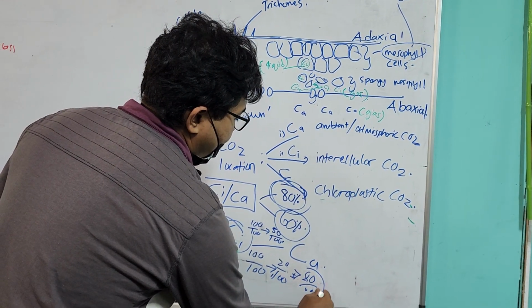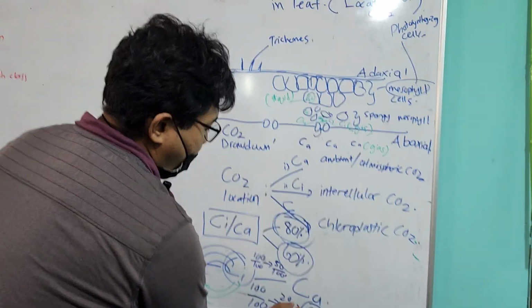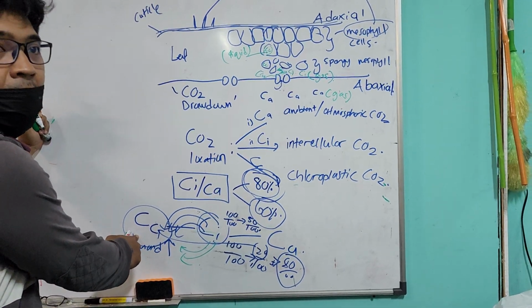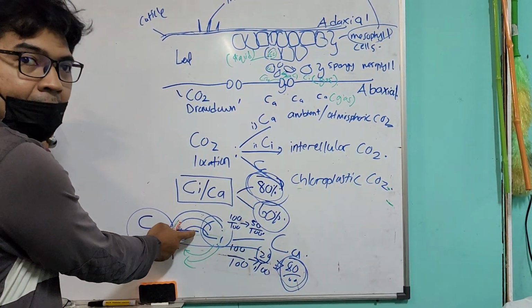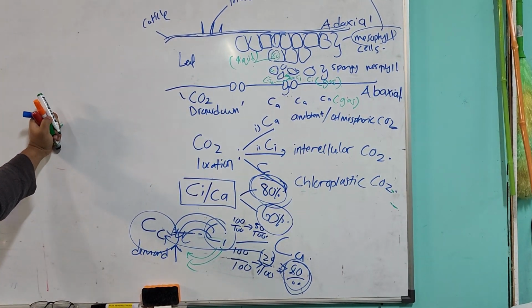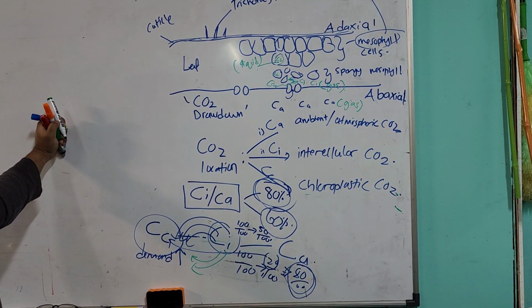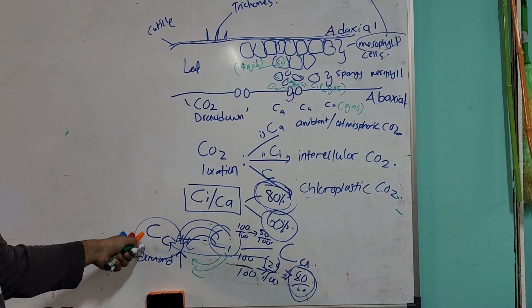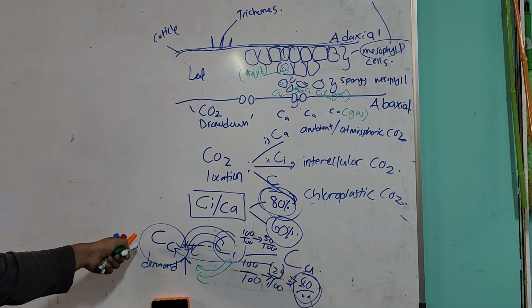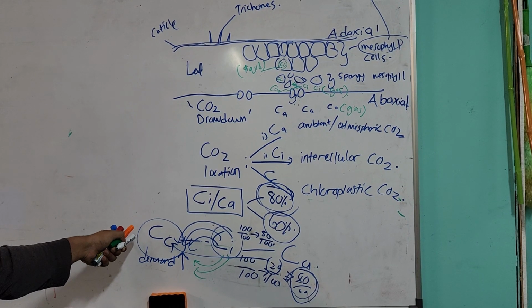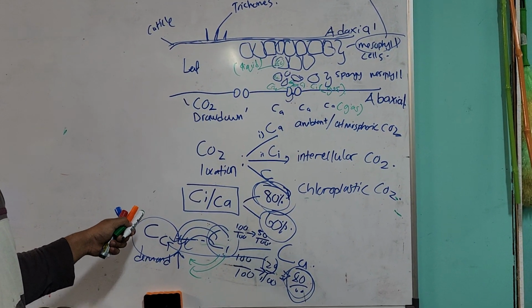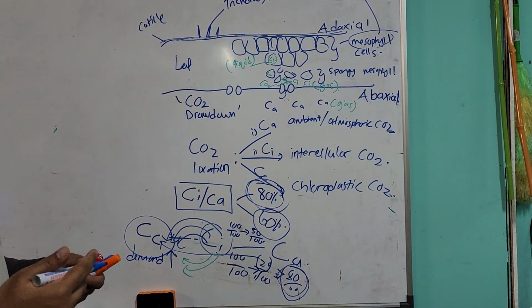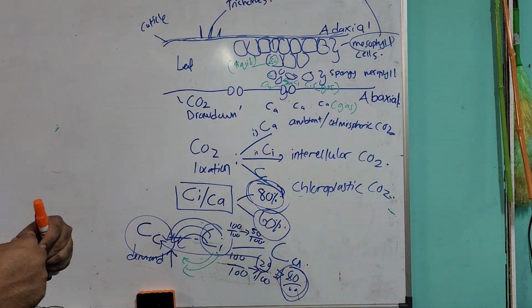Meaning that only 20% has been sent to the Cc. 80% still stays in the Ci. It's not going anywhere. Why is it not going anywhere? There is no demand here. Meaning that either the photosynthesis is not high or the plant is just not ready. Yeah. Oh, that's why the next one is very low. Yeah. So, get it? Yeah.